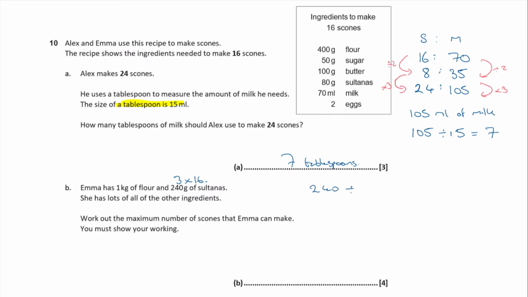240 divided by 80 is equal to 3. So it goes in 3 times. So I'm going to have 3 lots of 16 scones I can make with that. What about the kilo of flour? That's going to be more of a limiting factor here.